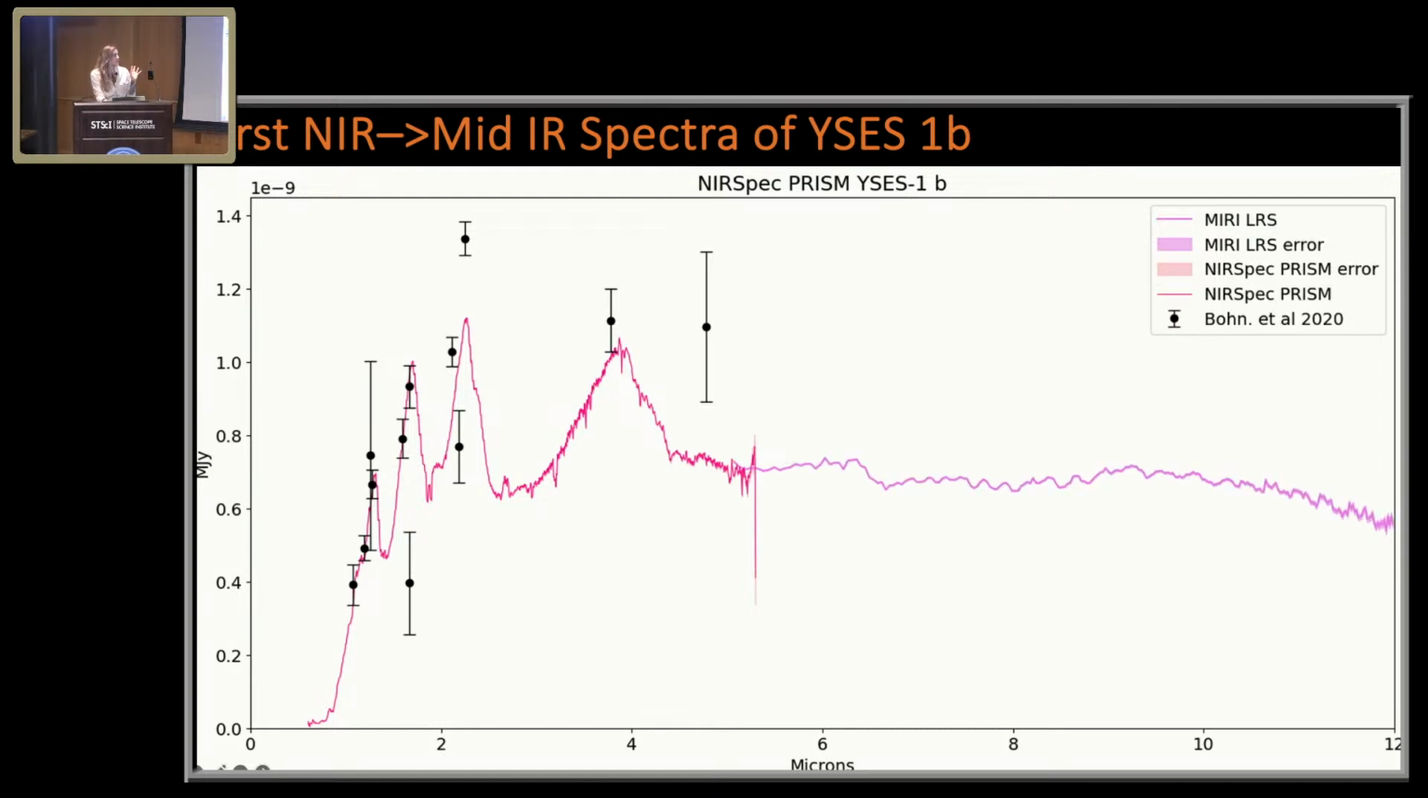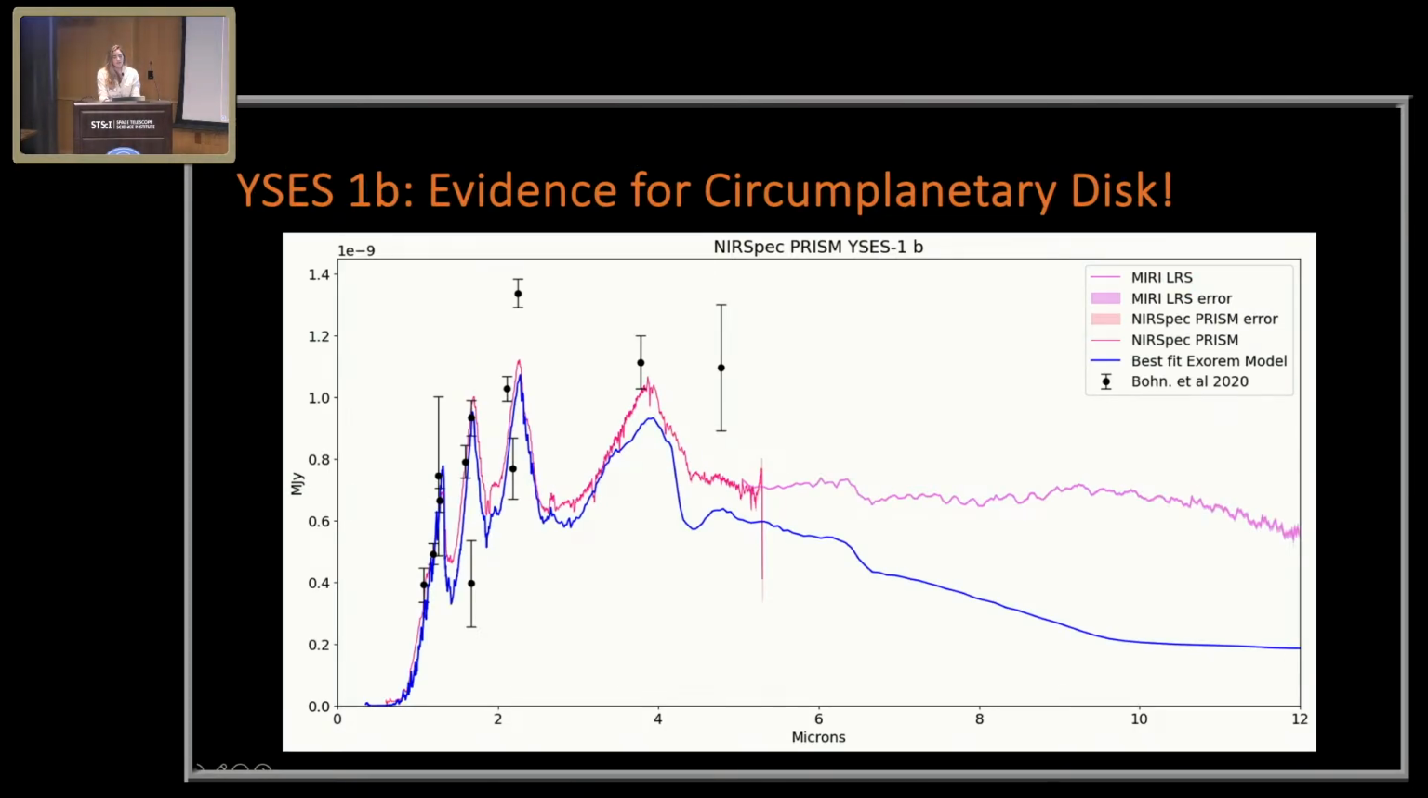One interesting thing about the MIRI spectrum here is that it doesn't go back down. It goes up and then flattens out. And we weren't really sure what could be causing this. If you put a model on it and try to model the data the best you can, you see that most models want to go down in that wavelength range. So we believe that this is evidence for a circumplanetary disk around B, so that's the inner planet.